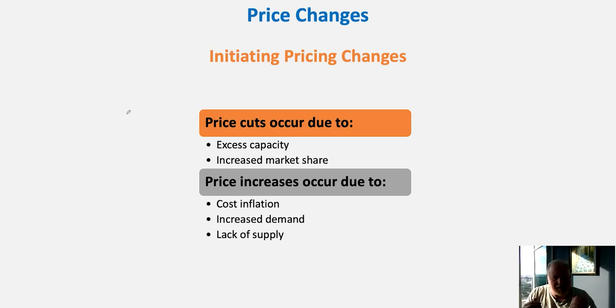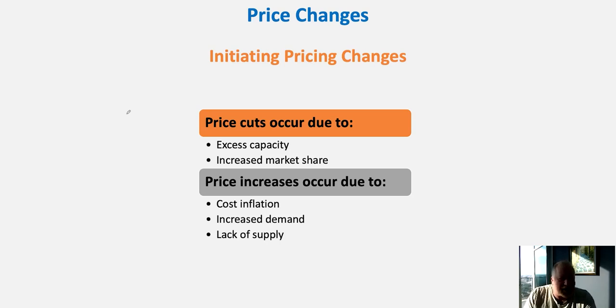We cut price to be able to alleviate that excess overstock of product. Another thing we do is increase our market share. We want to increase our market share, so what do we do? We drop our price to get more people wanting to buy our product and to increase our share of the total pie of the market. Cutting our price tends to pull in individuals who are price sensitive to buy our product.